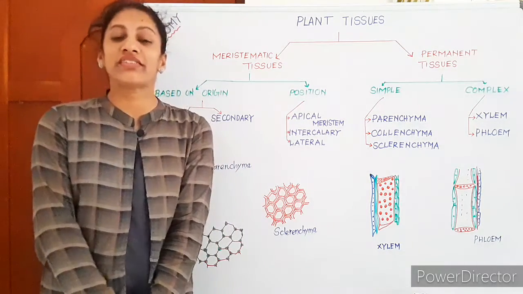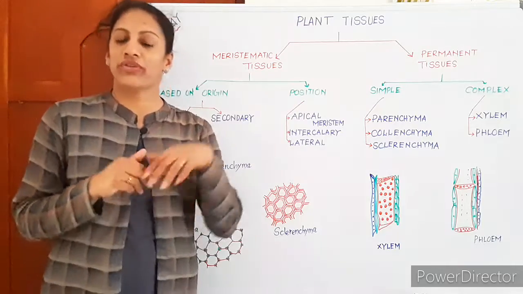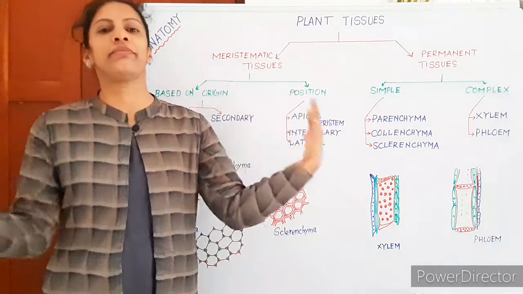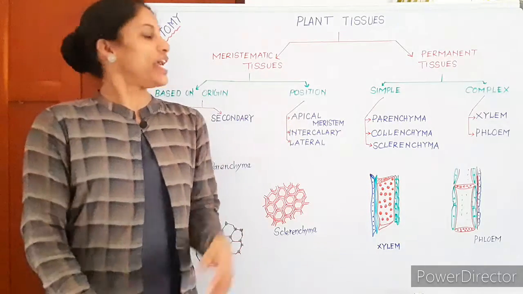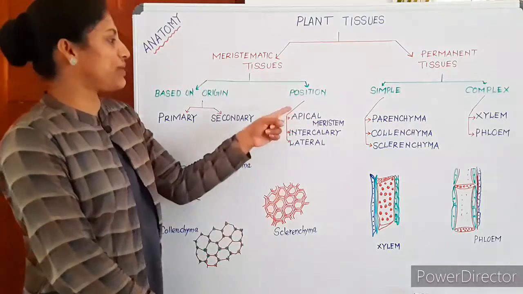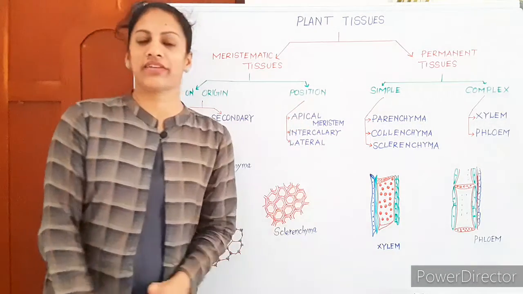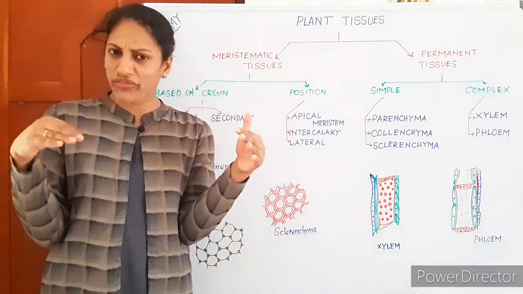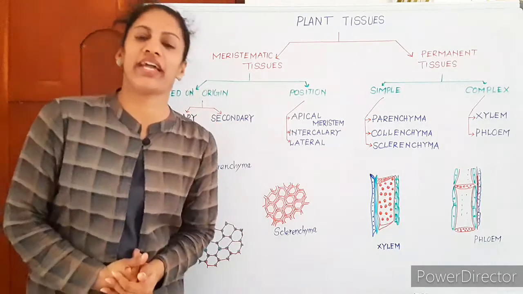Lateral meristems are seen on the lateral sides of the body, which is mainly cambium, and we will discuss it later. It helps in the growth in thickness or width. Anyway, the three types of meristems based on position include apical meristem, intercalary meristem and lateral meristem. I go very fast because you have already learned it. We are just recollecting those ideas.